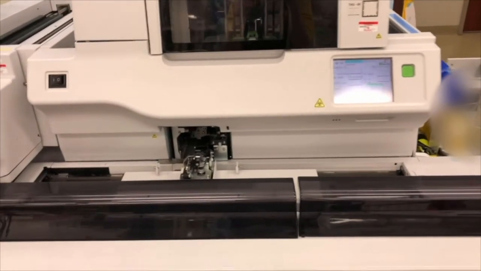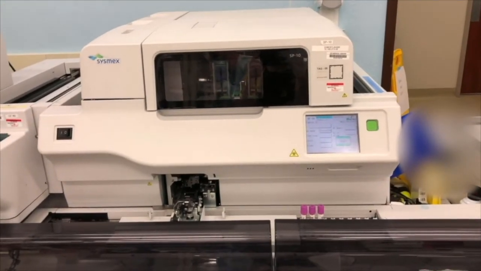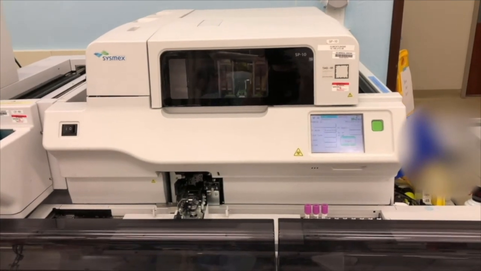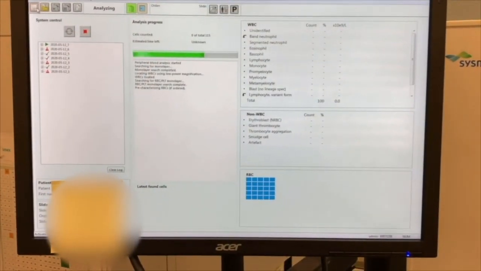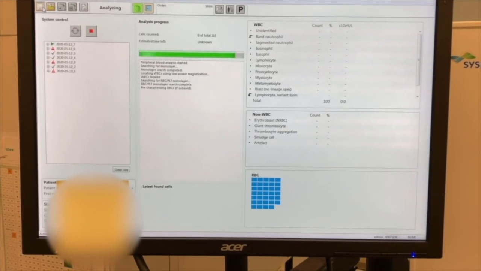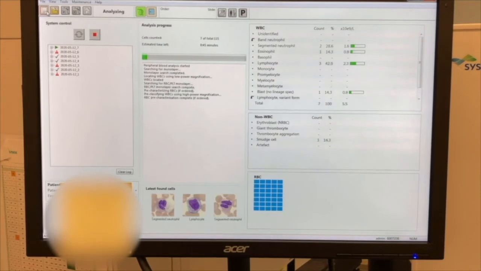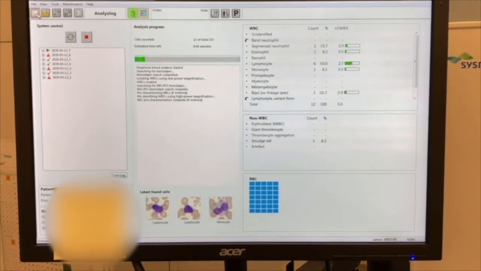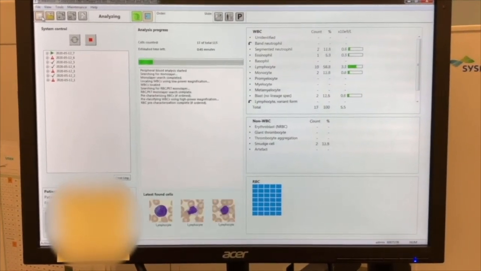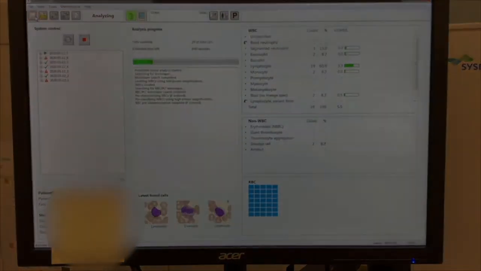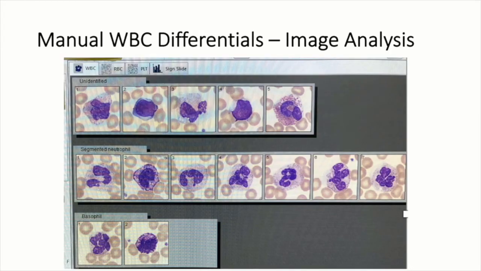Once the CBC is complete, the sample tube is returned to the track system and then it moves down to the slide maker. If there are flags that necessitate a manual differential, a slide will be made from the sample and then the slide will be fed onto the slide scanner. The slide scanner then will take pictures of a number of white blood cells. So basically it scans around until it sees a cell and then it starts to photograph those cells so that a differential can be performed. After the cells are photographed, initial classification of the white blood cells is performed automatically with image analysis software.